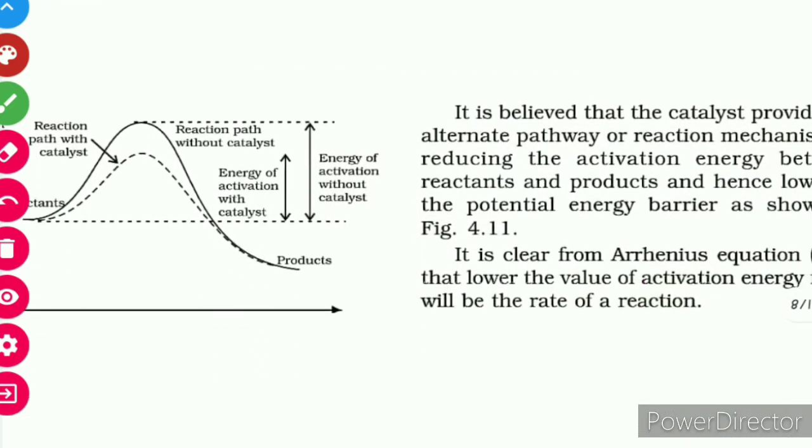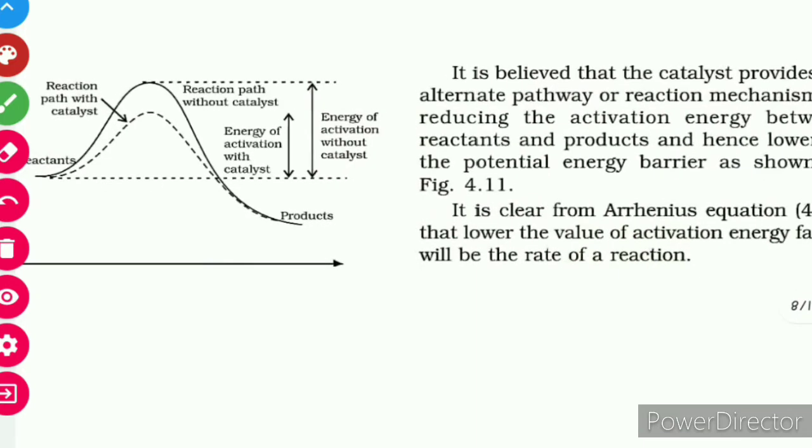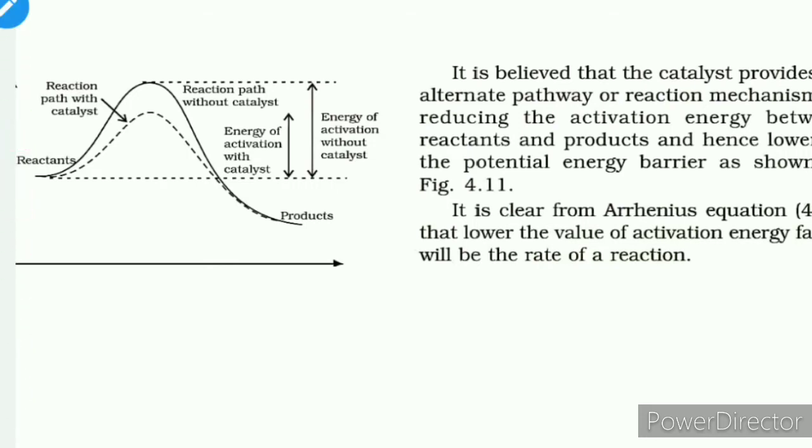See the graph. It is believed that the catalyst provides an alternative path or reaction mechanism by reducing the activation energy between reactants and products, and hence lowering the potential energy barrier as shown in the figure. It is clear from Arrhenius equation that lower the value of activation energy, faster would be the rate of reaction.